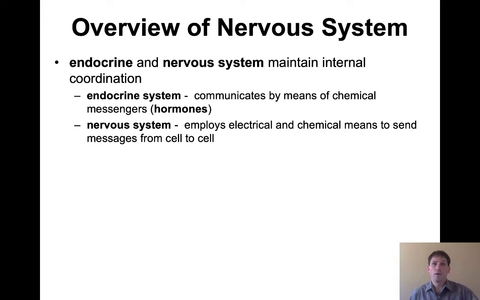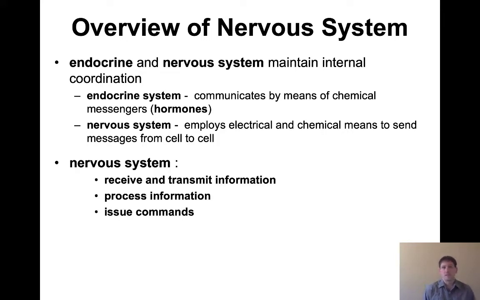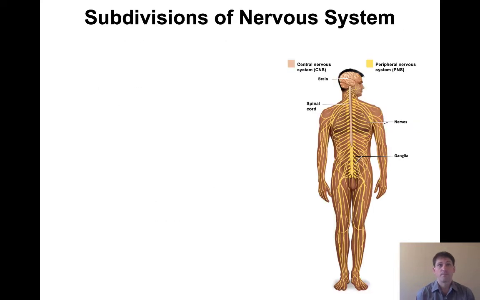We looked at how neurotransmitters are sent across our synapses and how that stimulates an excitatory or an inhibitory signal in the postsynaptic neurons. If it's excitatory, then we get an action potential that's transmitted down that axon. And so basically our nervous system is going to receive and transmit information, process information, and then issue commands or controls to our effectors.